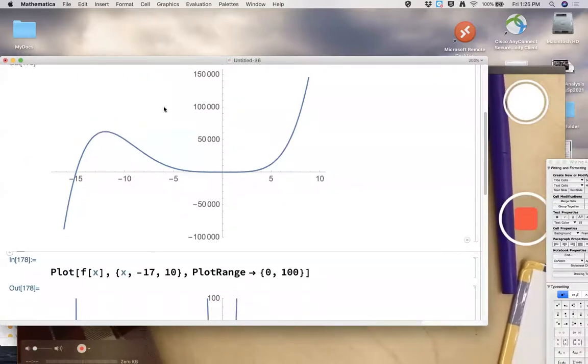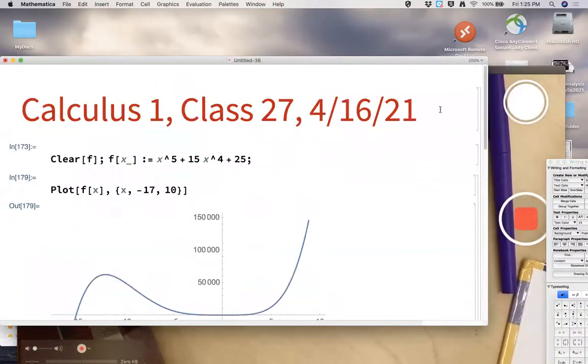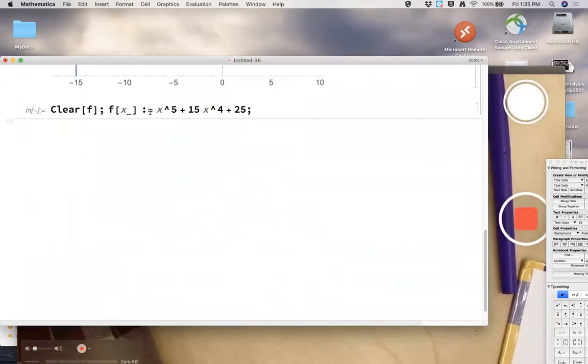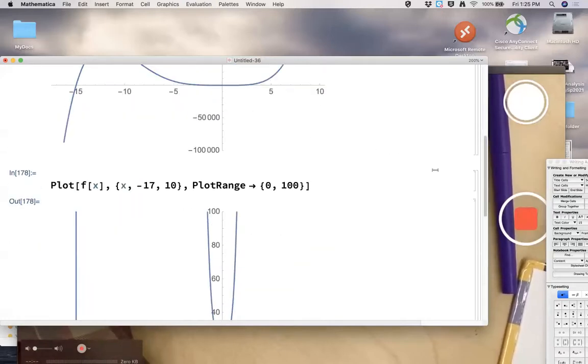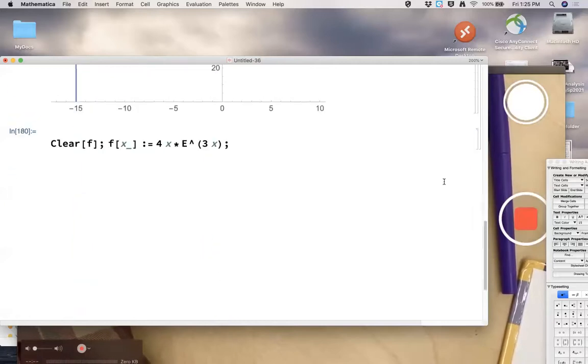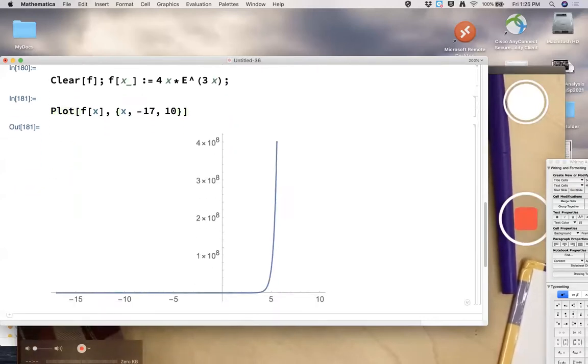Check it with Mathematica. Four x times e to the 3x. You need to use a capital E. Plot it. Let's let Mathematica pick a plot range first. Oh, I bet since I'm going up to 10 here, I bet it's going to be going very high. So I'm going to want to modify this. Yeah, look at that, 10 to the 8th.